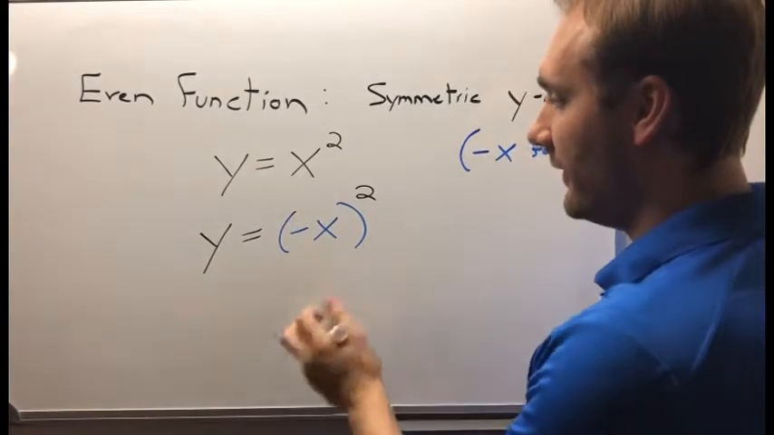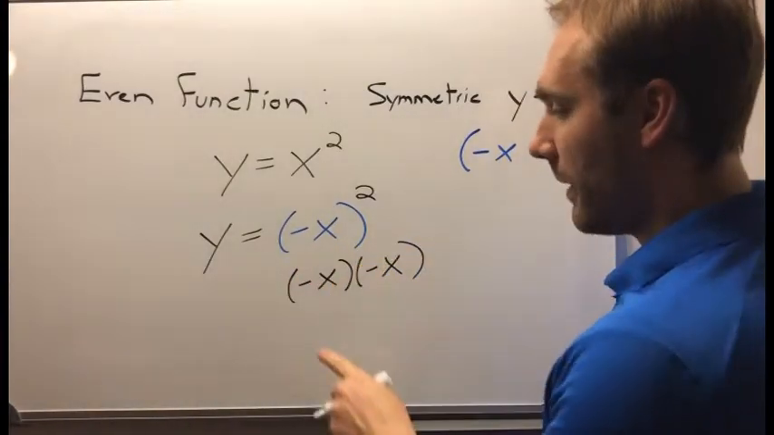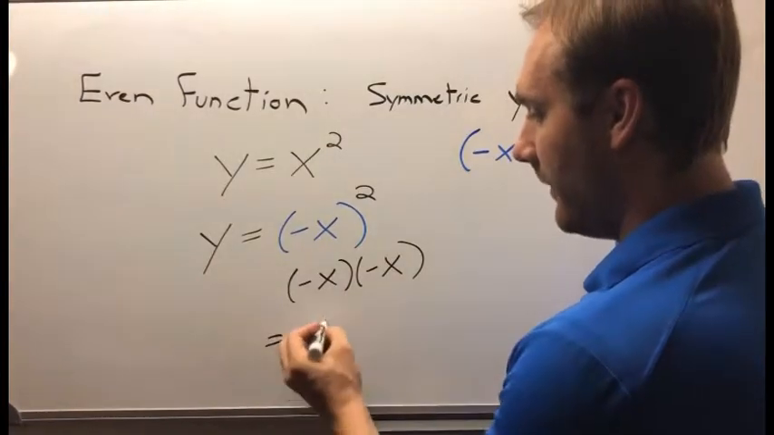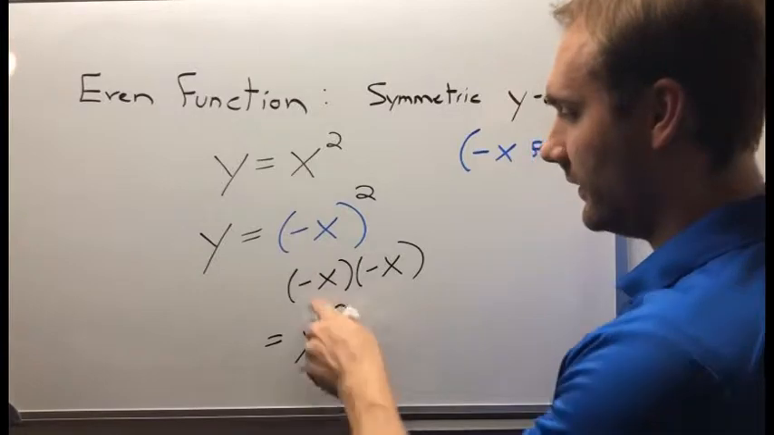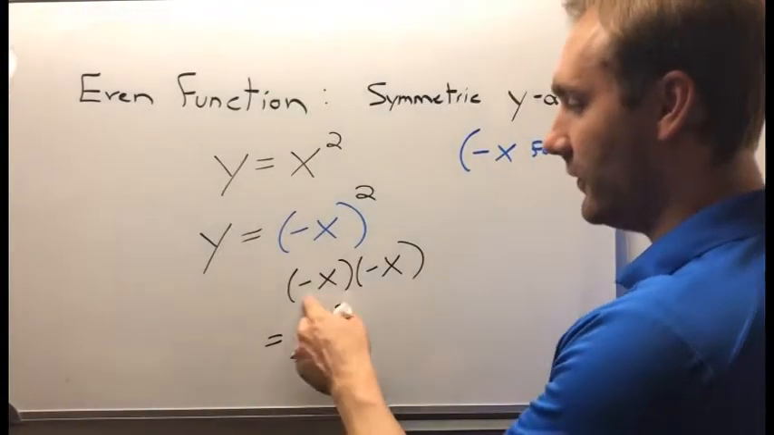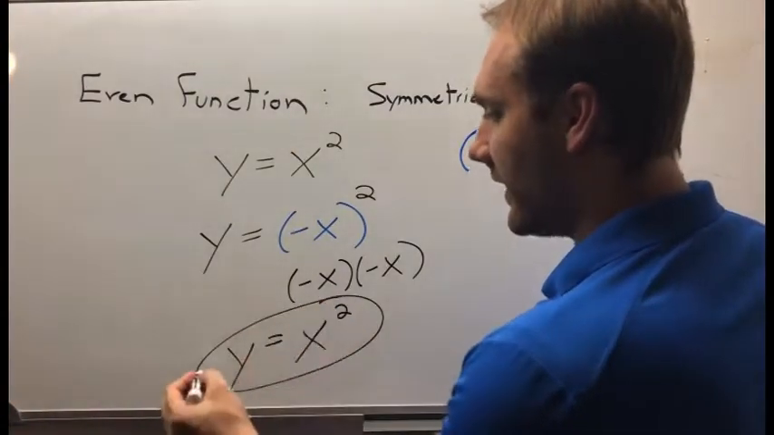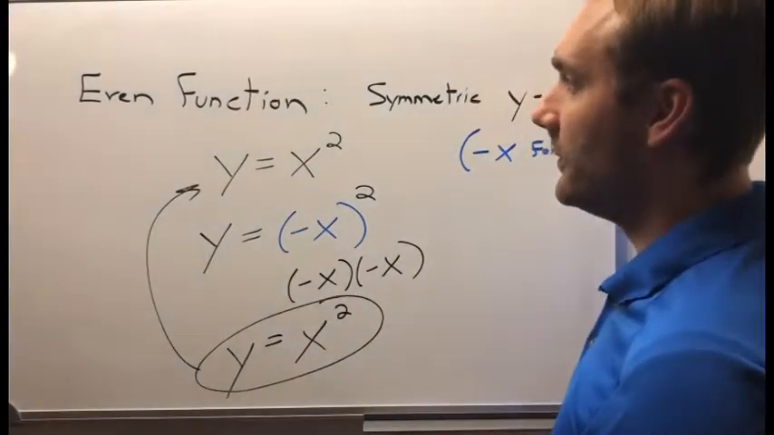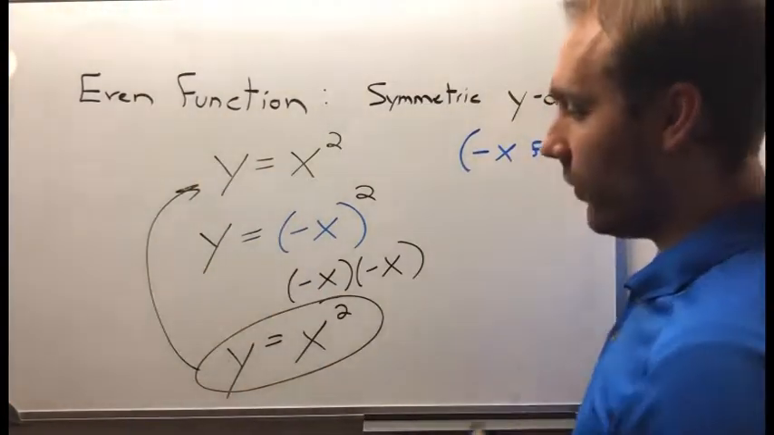So how many negative x's do we have? Well, we have 2 negative x because they're squaring it. And remember, 2 negatives makes a positive. And that should be 2 of these. So negative x times negative x is x squared. 2 negatives makes a positive. Y equals. So do I get the exact same solution? Yes, I do. So this is an even function. This will be symmetrical over the y-axis.